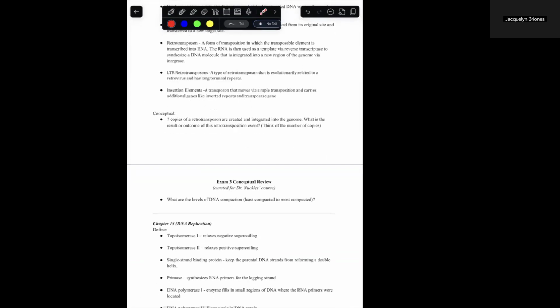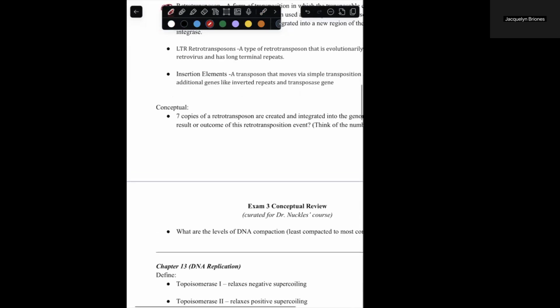7 copies of a retrotransposon are created and integrated into the genome. What is the result or outcome of this retrotransposition event? Okay, so like I said before, retrotransposition is where I like to think of it as copy and paste.